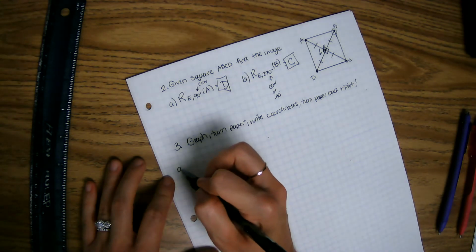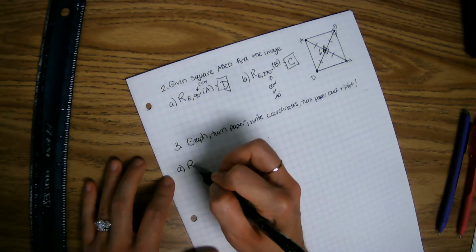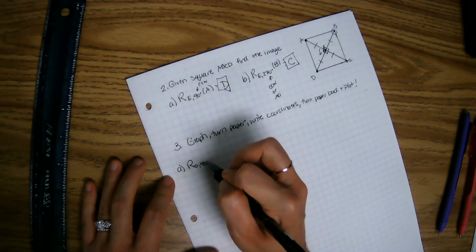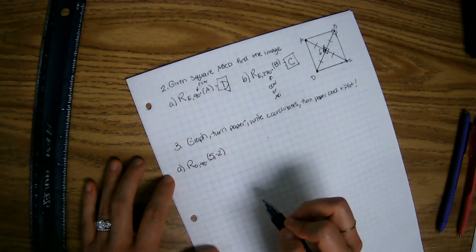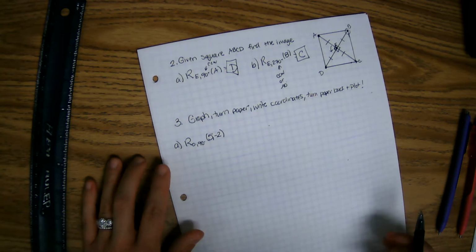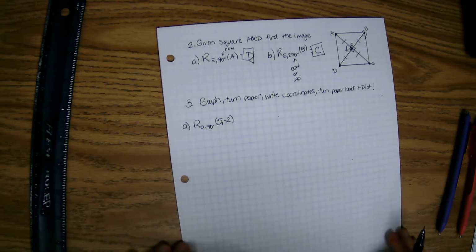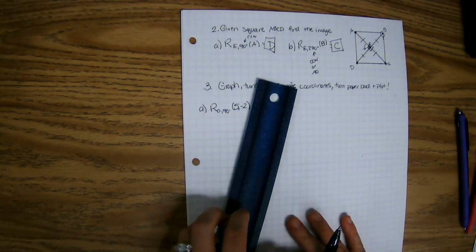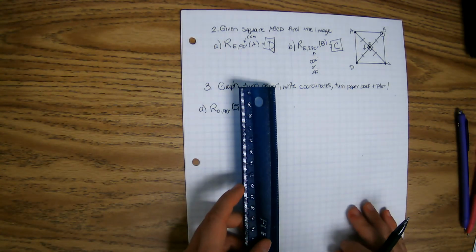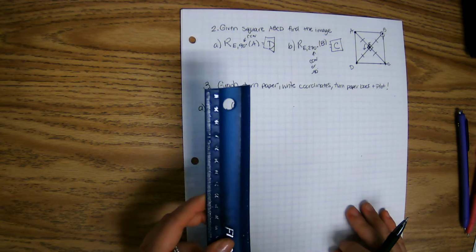Okay, so the first one, I want you to rotate about the origin 90 degrees, the point 5, negative 2. And we can call these A, B, and C. So I think it might be easiest actually if we just do one grid and we can plot them all on that.